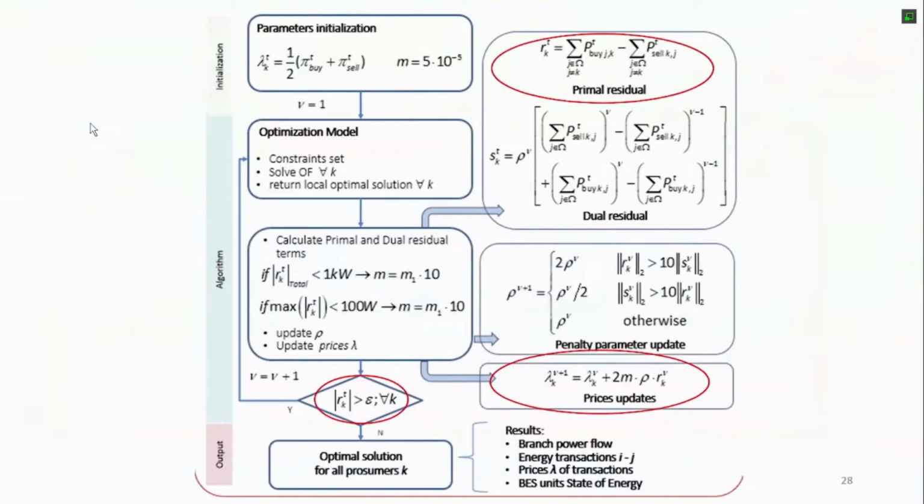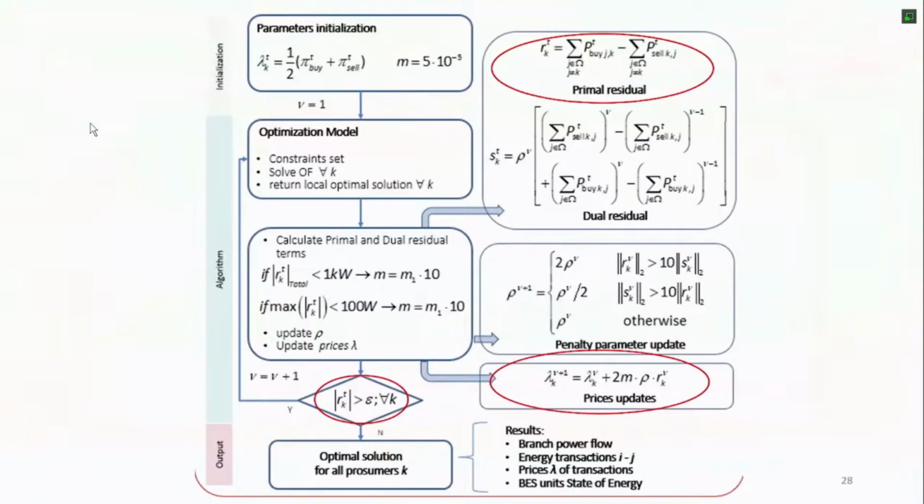Okay, the results are the branch power flows, the energy transaction, the prices of the transaction, and the battery energy storage. And I mentioned this morning that the price of the transaction can also be obtained by the shadow price of these constraints in the centralized optimization.